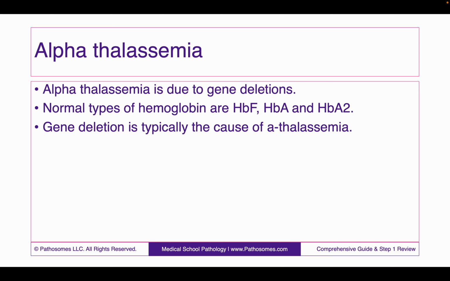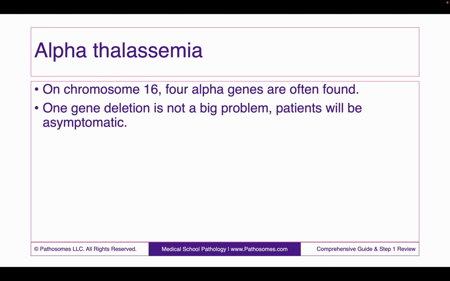Alpha thalassemia is due to gene deletions. Normal types of hemoglobin are hemoglobin F, hemoglobin A, and hemoglobin A2. Gene deletion is typically the cause of alpha thalassemia. You're going to need to know this chromosome. It's 16. On chromosome 16, there are 4 alpha genes that are often found under normal circumstances.